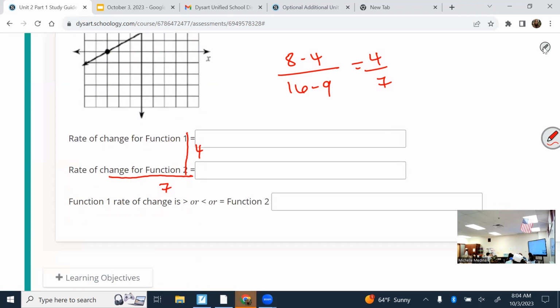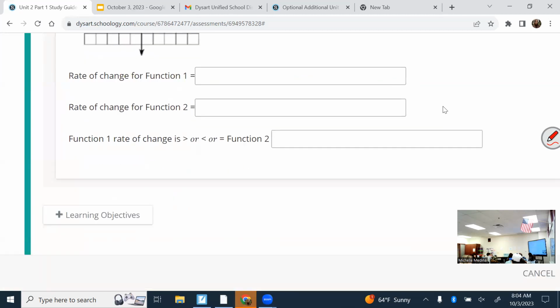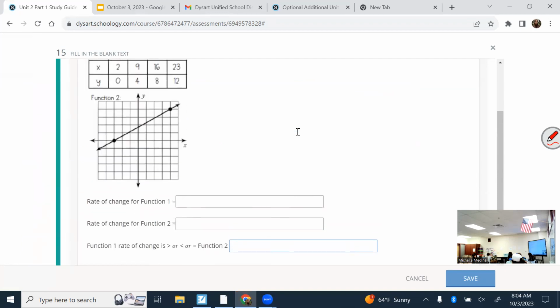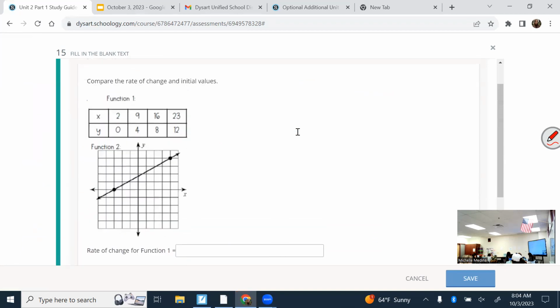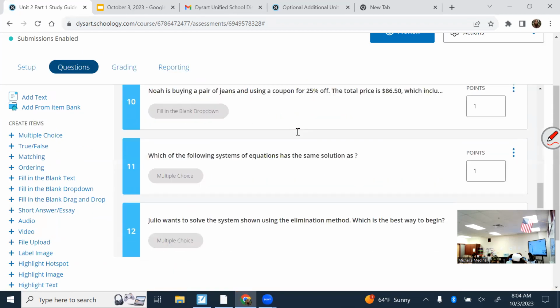Questions on this one? All right, questions on others? Gail? Number 2 on this study guide.